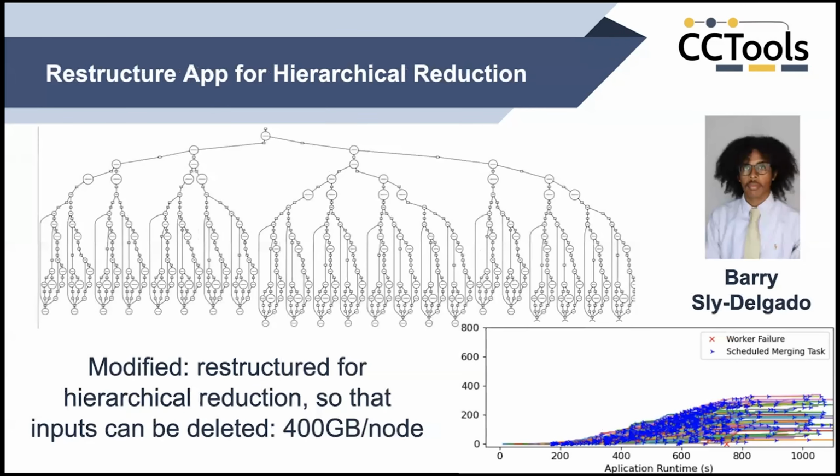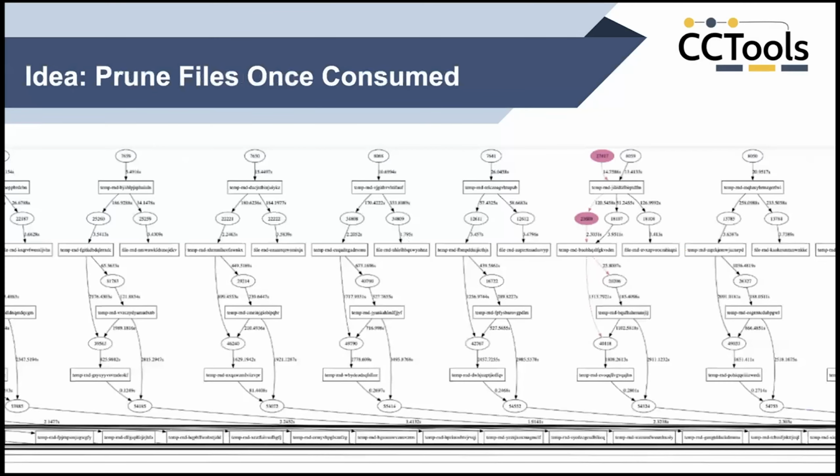But if we restructure the computation to take advantage of the algebraic properties of the reduction, just by making that change to the DAG, we can cut that storage consumption in half. And there's lots of examples of this. Let me zoom into this. This is some work by another one of my students, Thain.